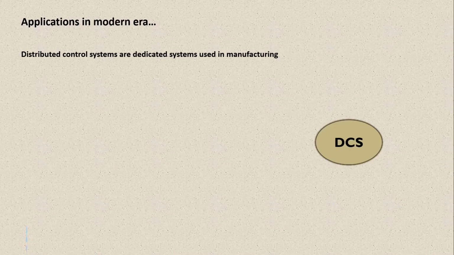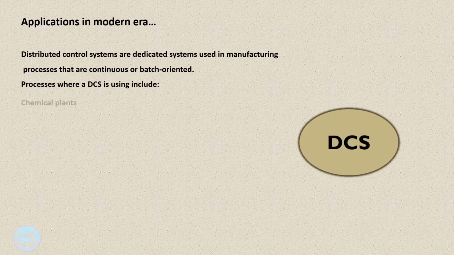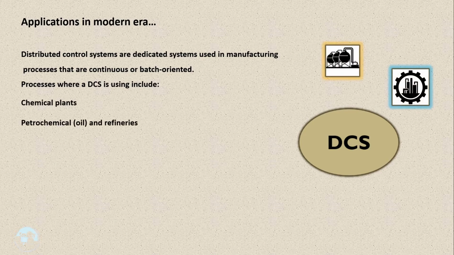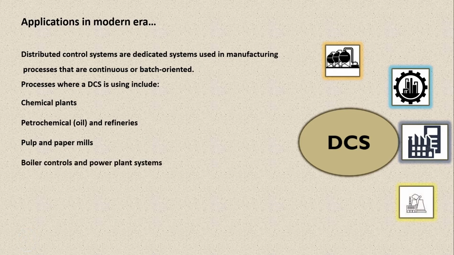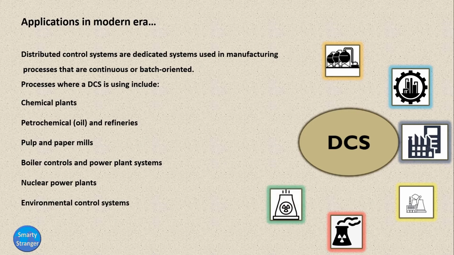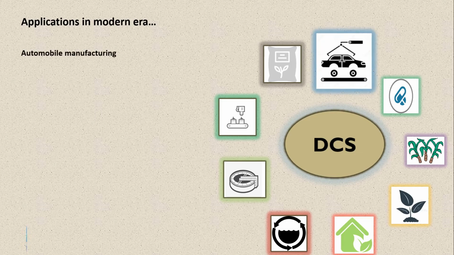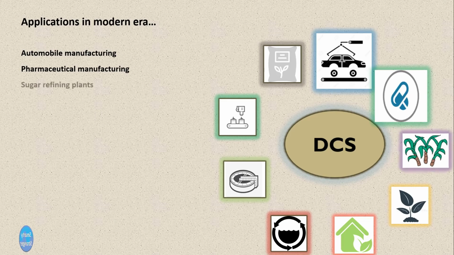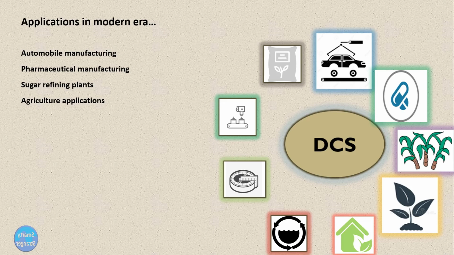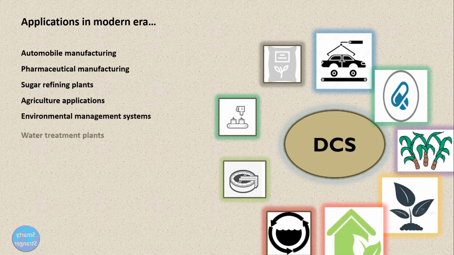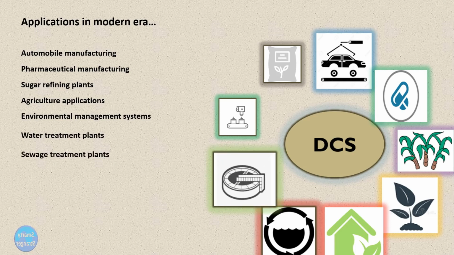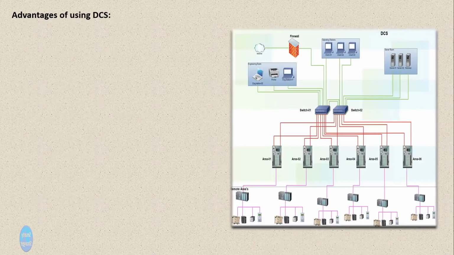Distributed control systems are dedicated systems used in manufacturing processes that are continuous or batch-oriented. Processes where a DCS is used include chemical plants, petrochemical, oil and refineries, pulp and paper mills, boiler controls and power plant systems, nuclear power plants, environmental control systems, water management systems, metal and mines, automobile manufacturing, pharmaceutical manufacturing, sugar refining plants, agriculture applications, environmental management systems, water treatment plants, sewage treatment plants, food and food processing, agrochemical and fertilizer.